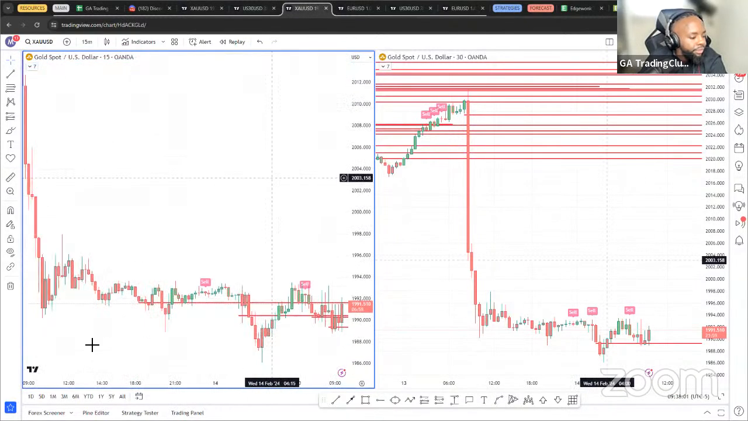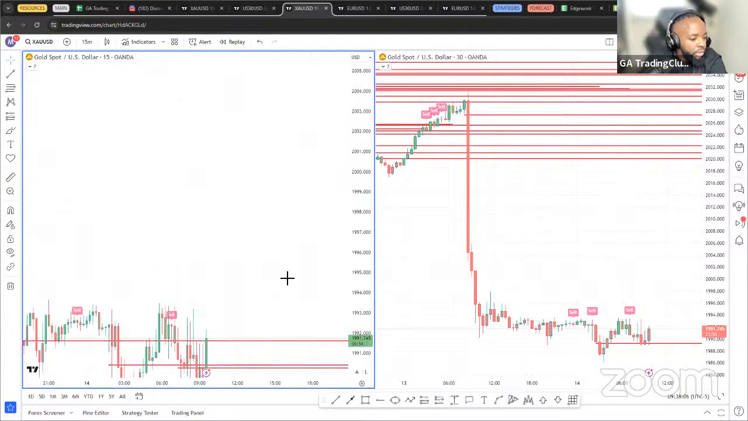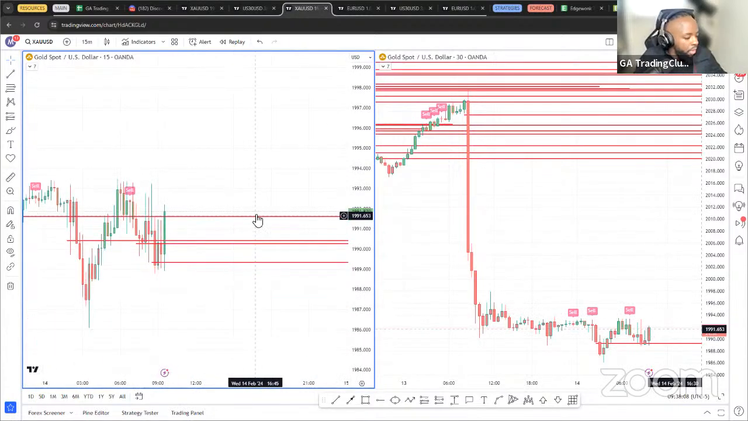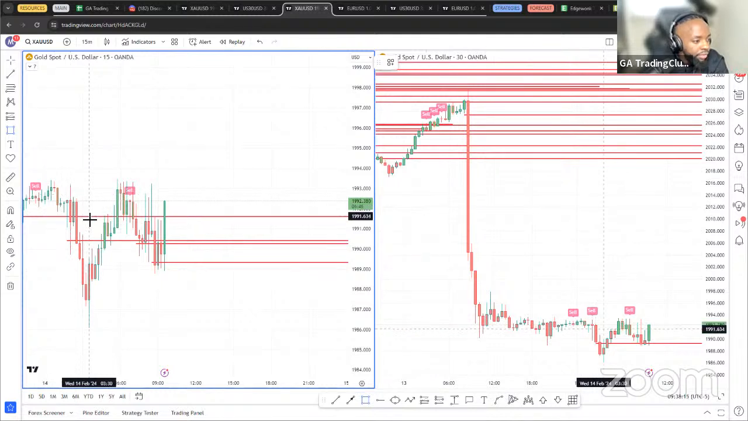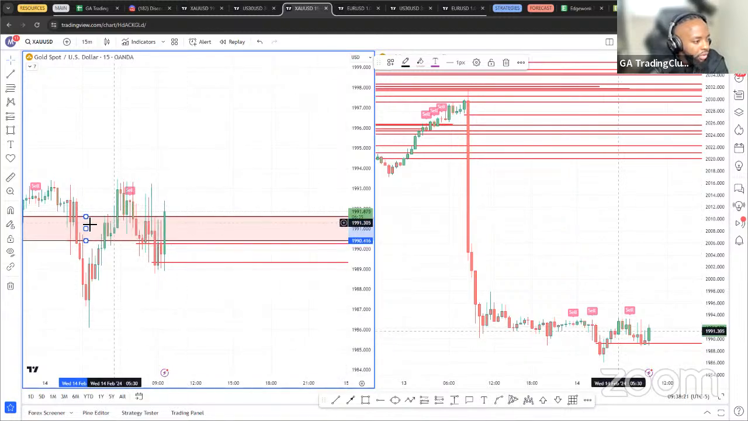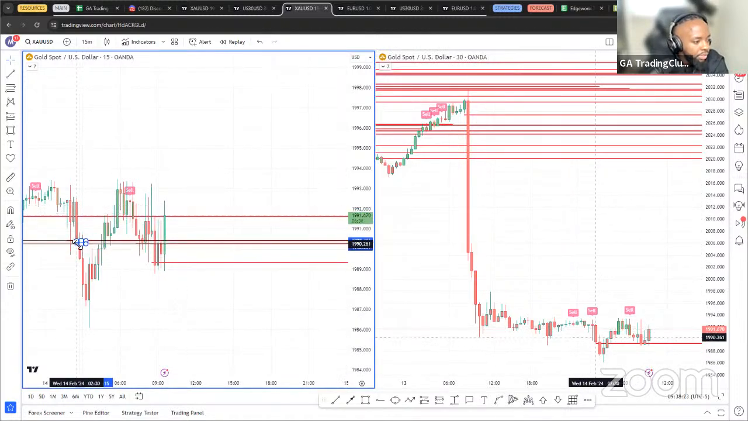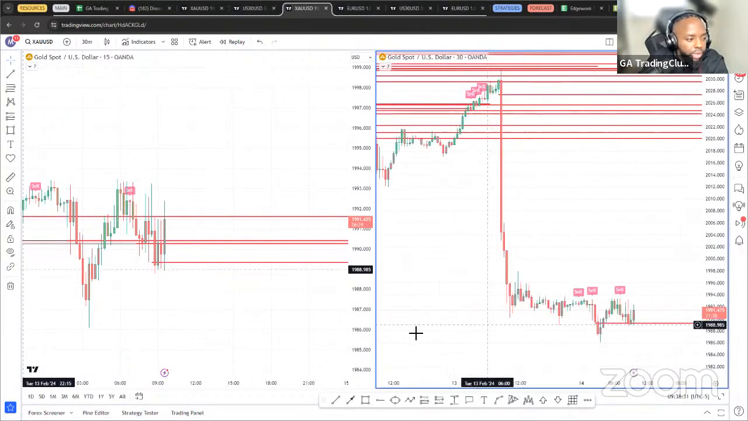For gold, here we have this double SAR on the 15-minute. Is it? No, that's not the one. So it would be this smaller one right here. And then no zone on the 30-minute.